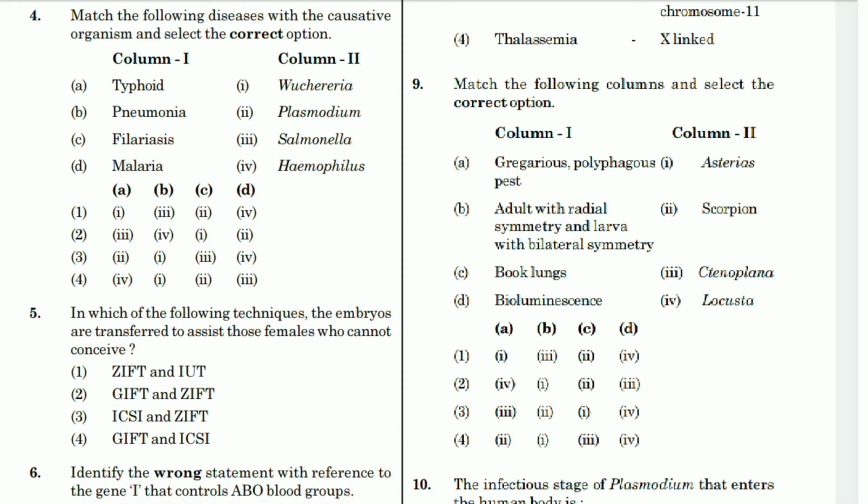Next question. In which of the following techniques are the embryos transferred to assist those females who cannot conceive? And the right answer is option A, ZIFT and IUT, zygote intra-fallopian transfer and intrauterine transfer.